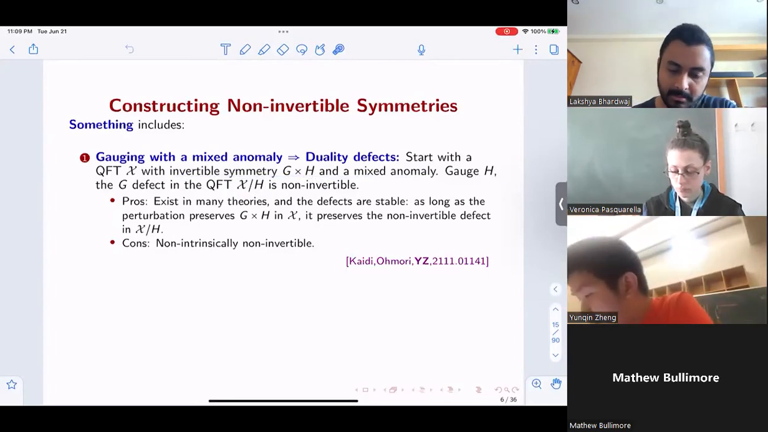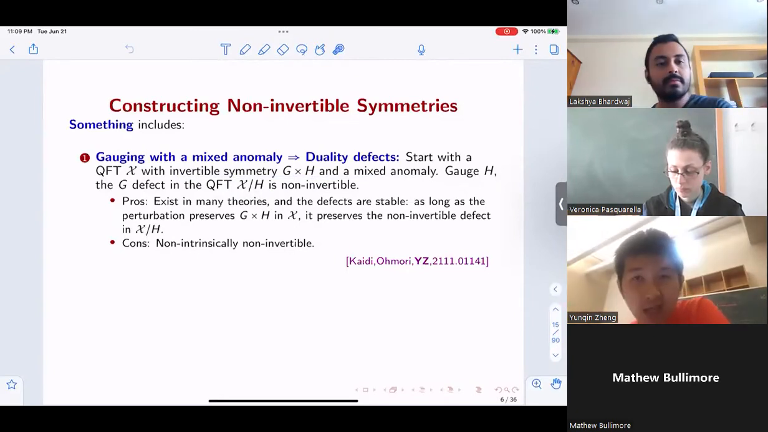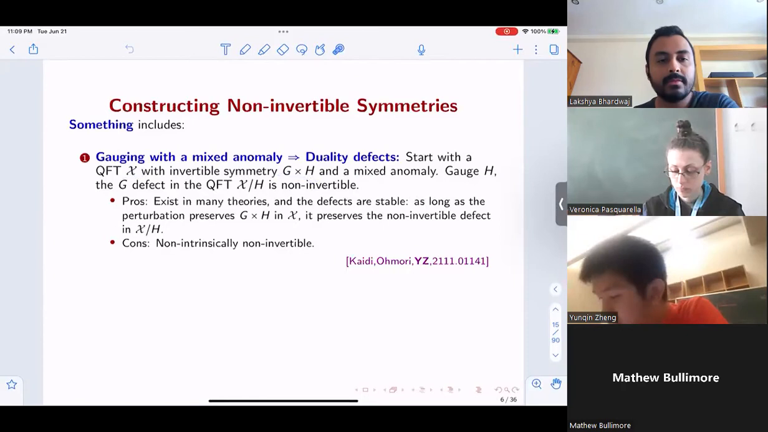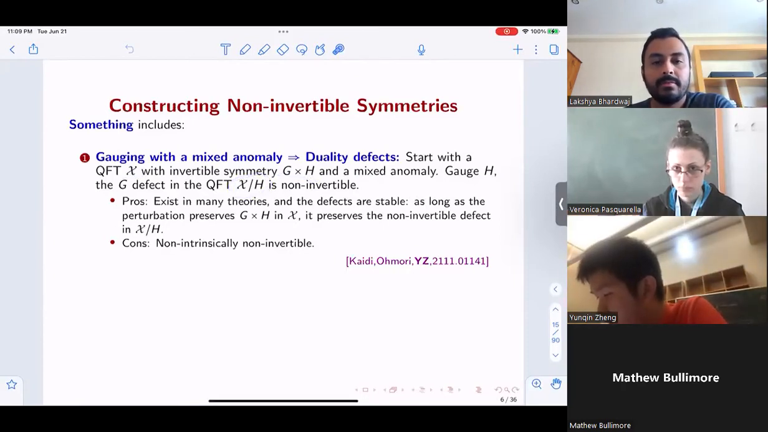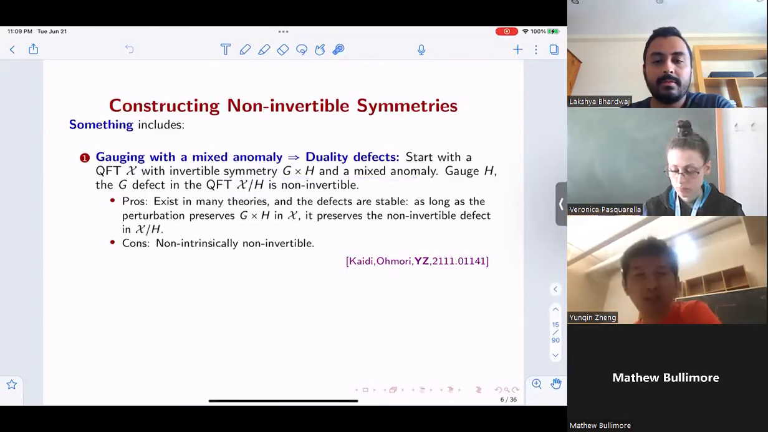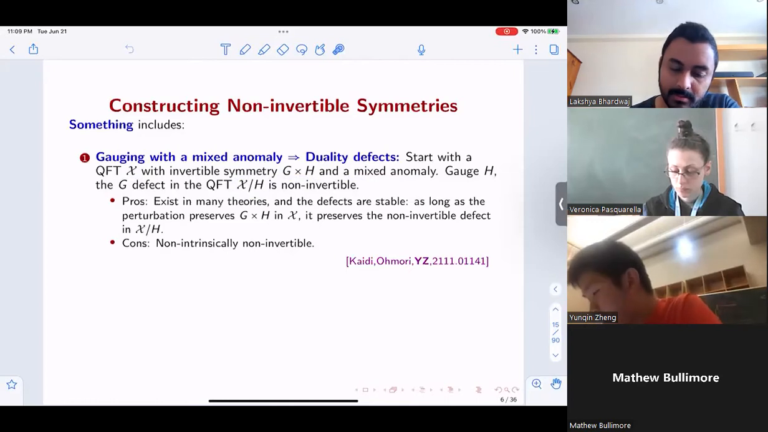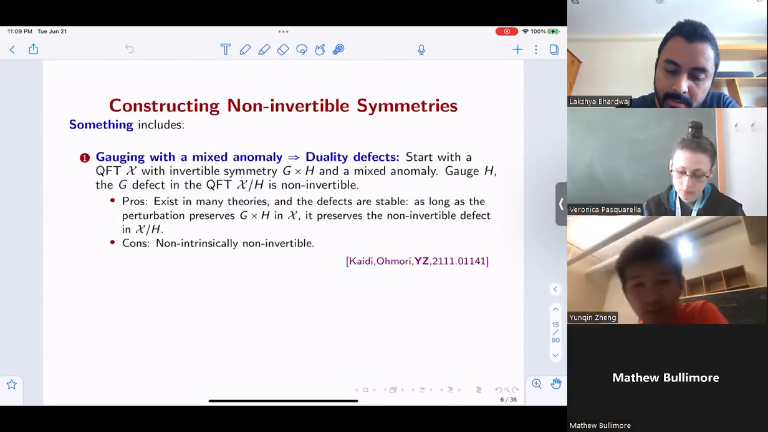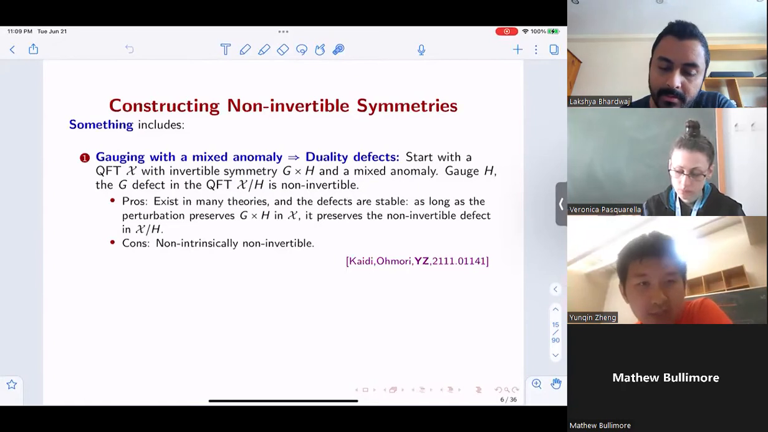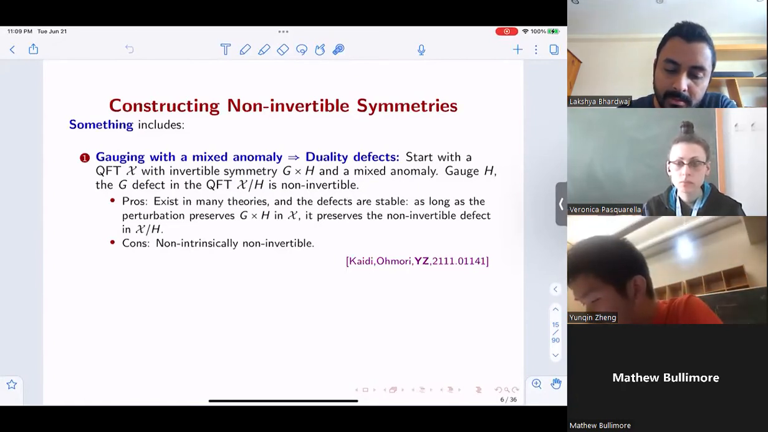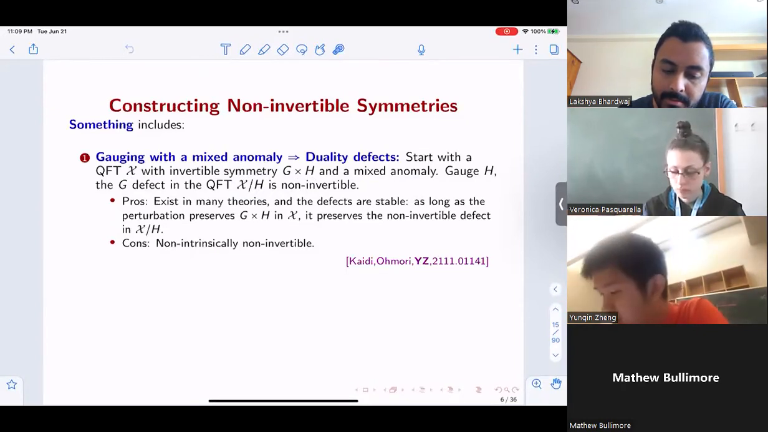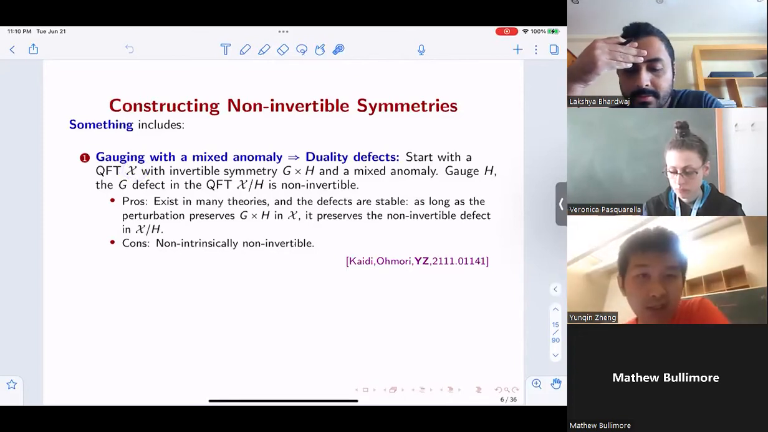Also, the defect is stable, in the sense that as long as we perturb the theory in X in a way which respects the G and H symmetry, and because the defect in the gauged theory only depends on the symmetry anomalies, this non-invertible defect is stable under this perturbation. But there are disadvantages of this construction, which is that by definition, this kind of defect is not intrinsically non-invertible, meaning that whenever you have a non-invertible symmetry constructed in this way, you can always gauge back to the original theory, which only has an invertible symmetry.